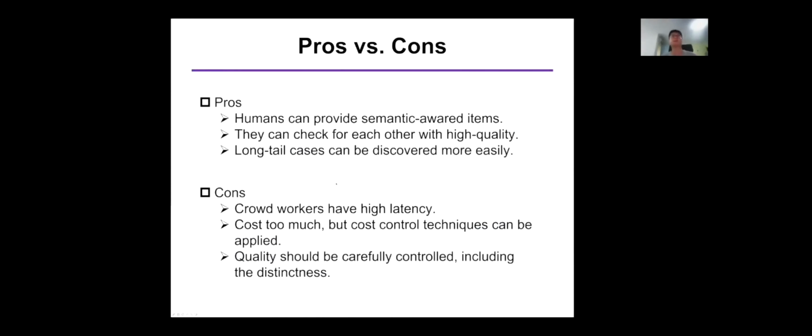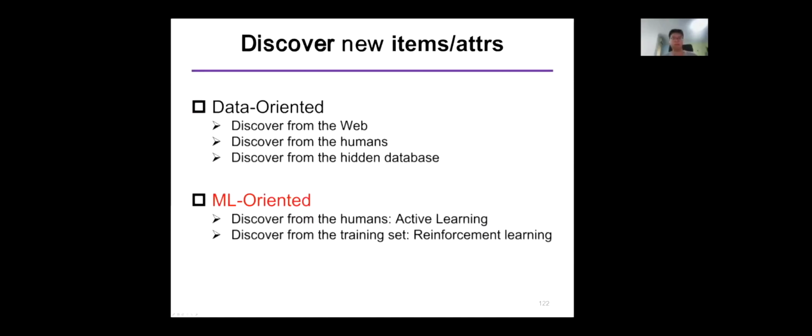And the pros and cons are listed as this. The pros are humans can provide semantic-aware items, and they can check for each other with high quality. And the important one is that the long-tail cases can be discovered more easily by human intelligence. And the cons are the crowd workers have high latency, so it is not so efficient. And the crowd is not free, so they cost too much, but cost control techniques can be applied. And the quality should be carefully controlled, including the distinctness.